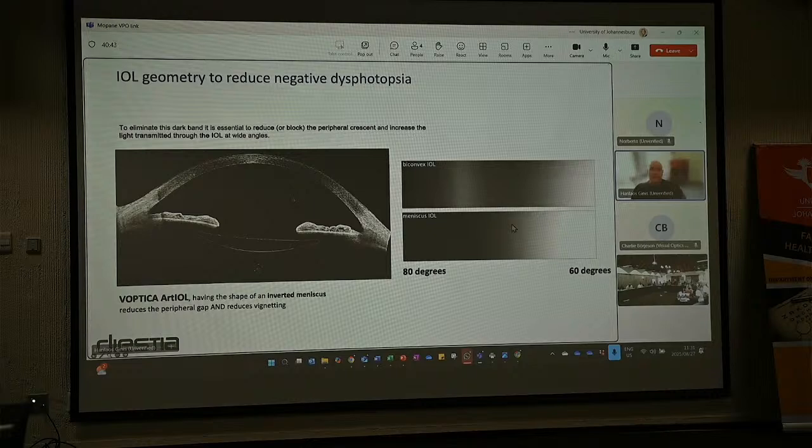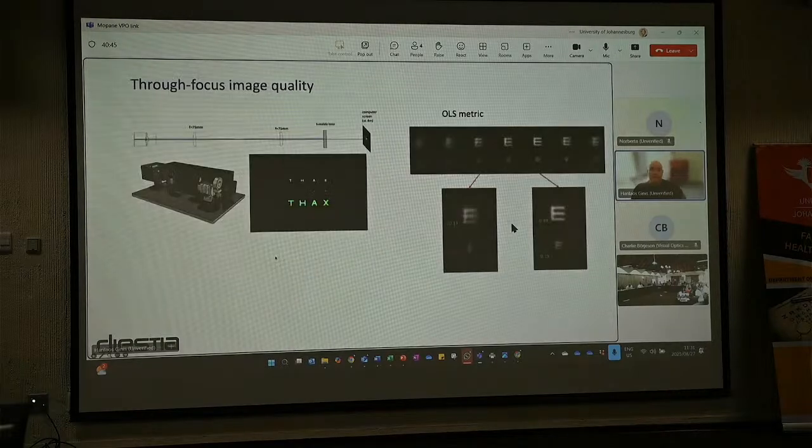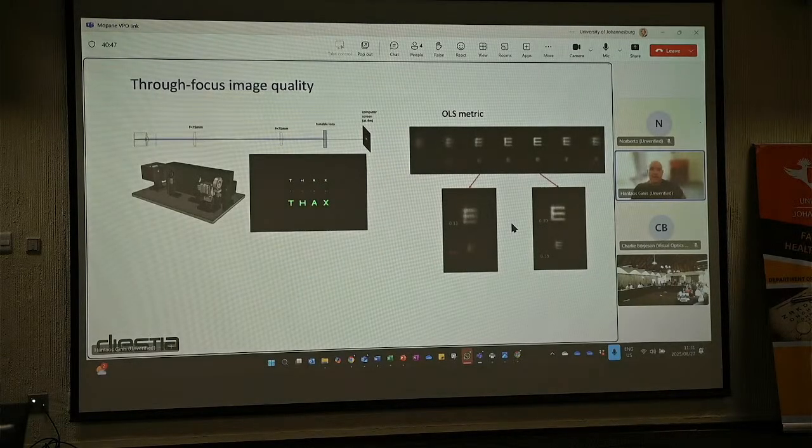We have this test, which is for on-axis analysis. This is the same model eye, but we can use different optical lenses in the water, and we have a telescope conjugating a tunable lens and then we go through focus and we capture images of this standardized target.